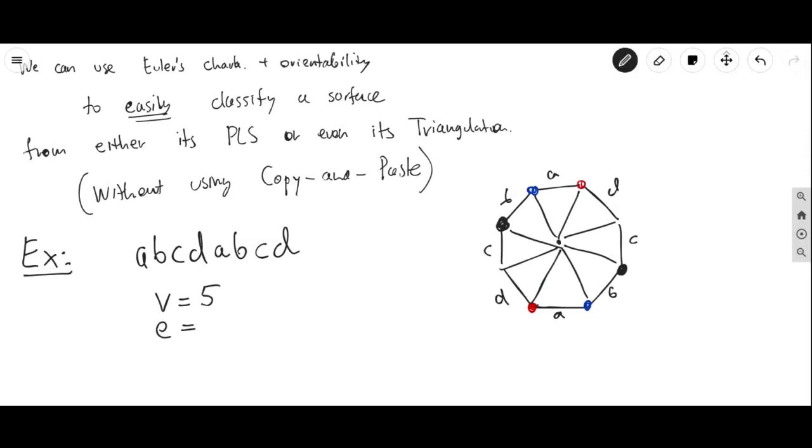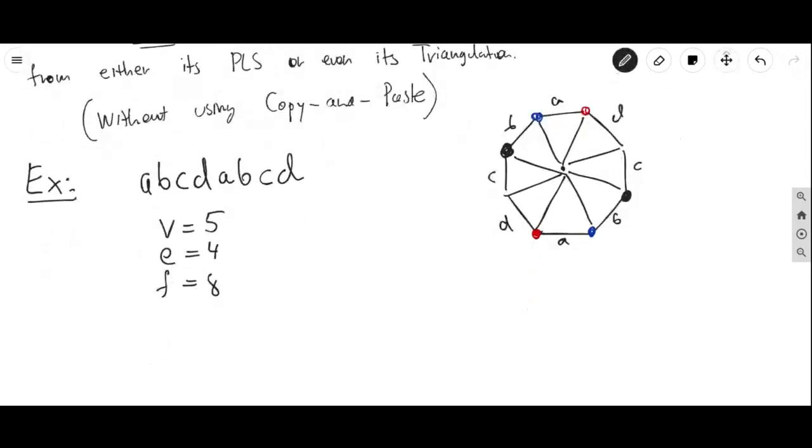The amount of edges, how many edges do we have? Well, the A's get glued together. So it's A, B, C, D. So we have 4 edges. How many faces? Faces, we have 1, 2, 3, 4, 5, 6, 7, 8. None of them are glued together. So we have 8 of them. So we go ahead and we find the Euler characteristic. So the Euler characteristic here would be equal to 5 minus 4 plus 8.